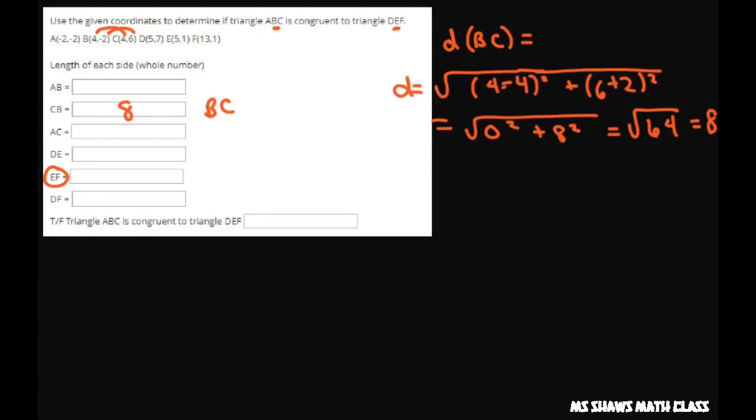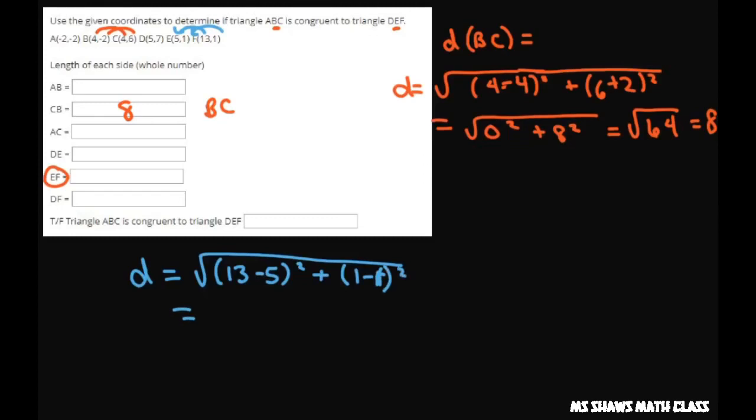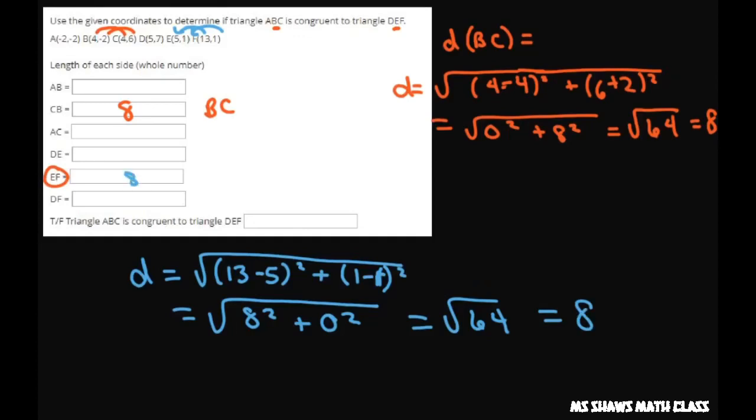Now let's try EF. So EF, I'm going to go this way. So you get 13 minus 5 squared plus 1 minus 1 squared, which equals the square root of 8 squared plus 0 squared, which equals the square root of 64, which equals 8. So this is 8. So these two worked out. So we have to do the final one, which is going to be AC with DF.